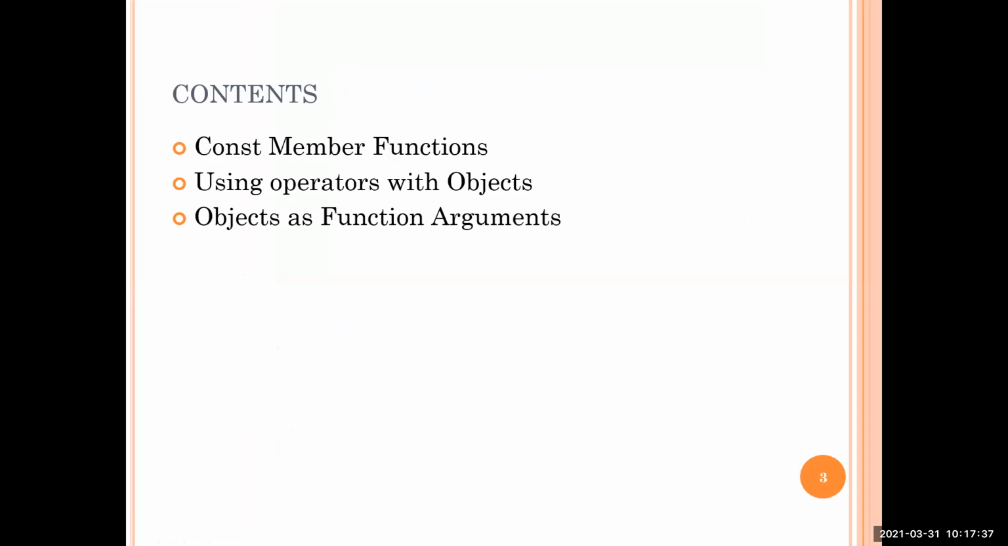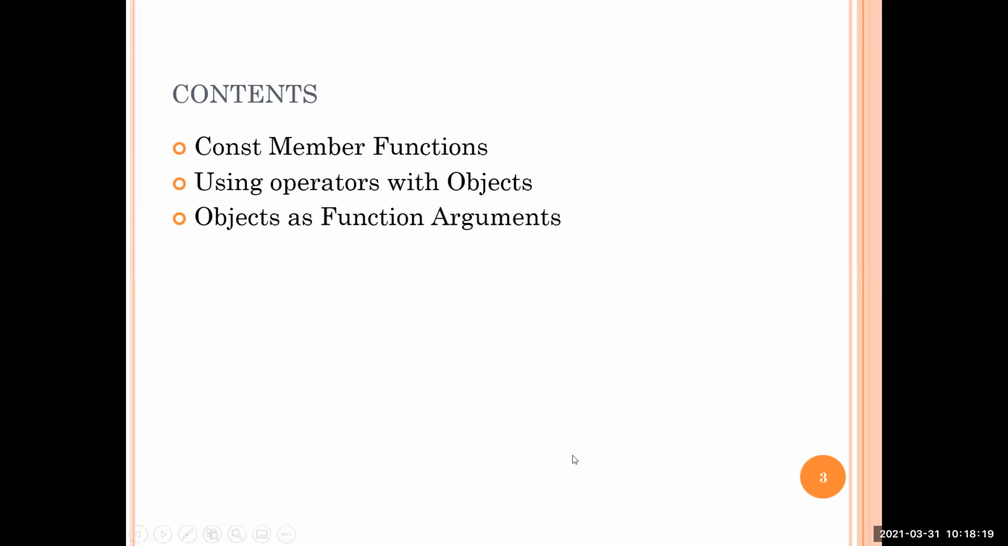For today, within this topic we are left with three subtopics. First, we'll see what a constant member function is. Then we'll discuss how you can use operators with objects: which operators are allowed, what you can do, and what you cannot do. Finally, we'll see how you can pass complete objects as input to functions, or return objects from functions. One of your colleagues also asked this in a previous discussion, so that will also be addressed today.